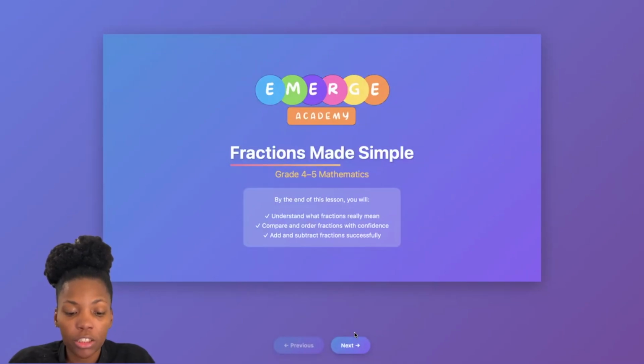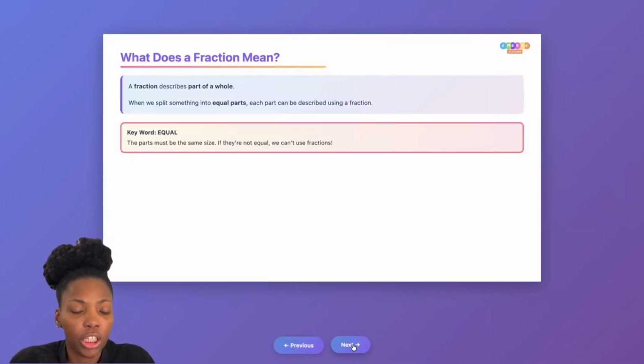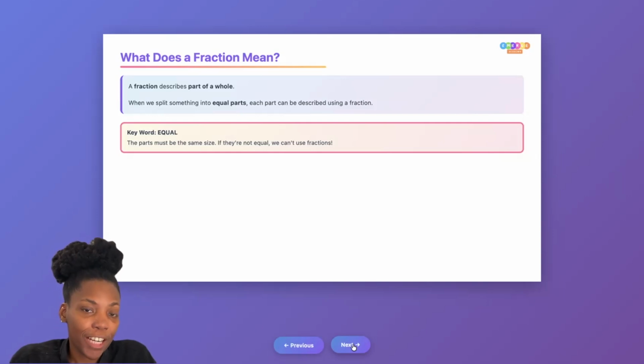This lesson is aimed at grade 4 and 5, and by the end of this lesson, you'll be able to understand what fractions are, compare and order fractions with confidence, and also add and subtract fractions successfully. So let's start with what fractions are. What does a fraction really mean? A fraction describes parts of a whole. When we split something into equal parts, each part can be described using a fraction. So the key word we use here is equal. The parts must be the same. If they are not equal, we can't use fractions.